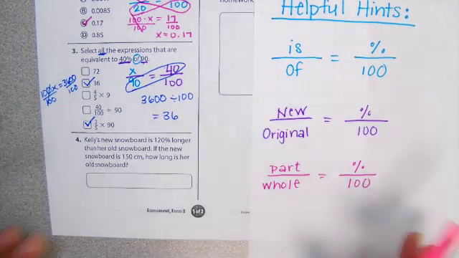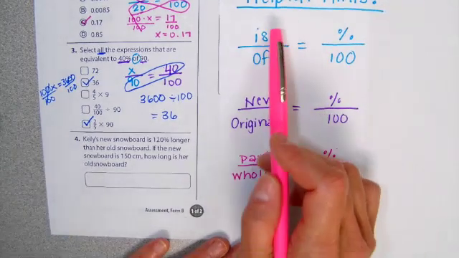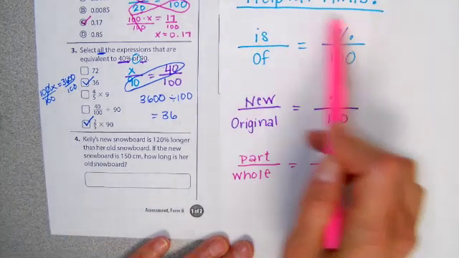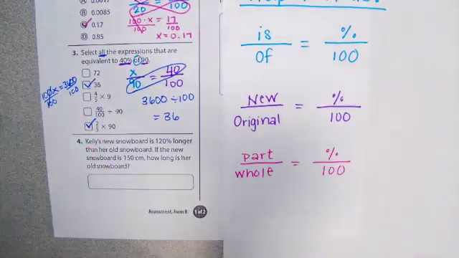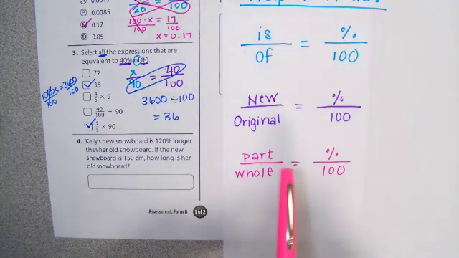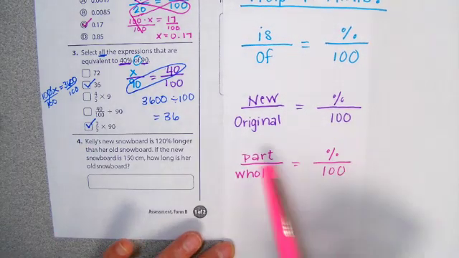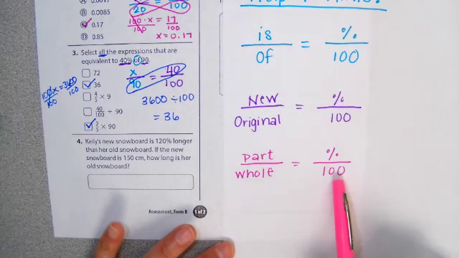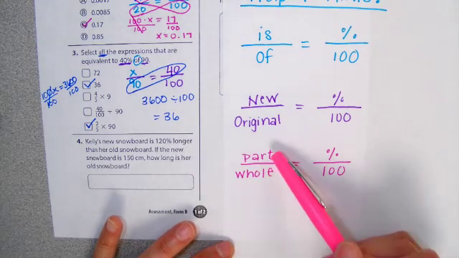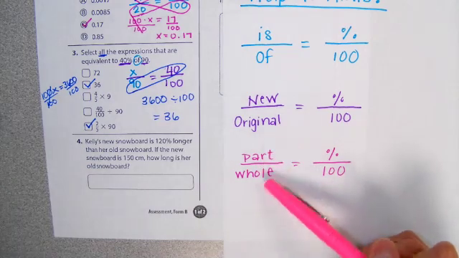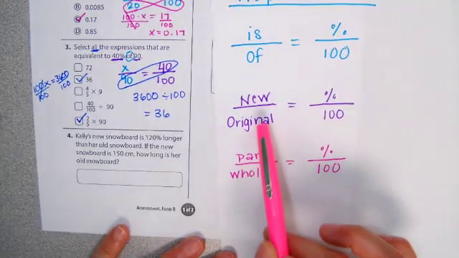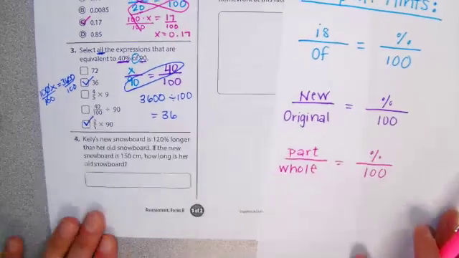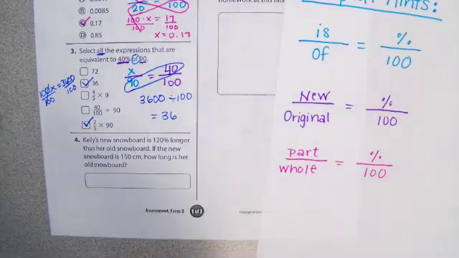In this case, we cannot use our little cheat with words because there are so many words and it's a story problem. It's telling you the story. So you either have to fall back on part over whole equals percent over 100, but you have to know what's the part and what's the whole, or you can use new over original equals percent over 100. Okay, so let's set it up first.